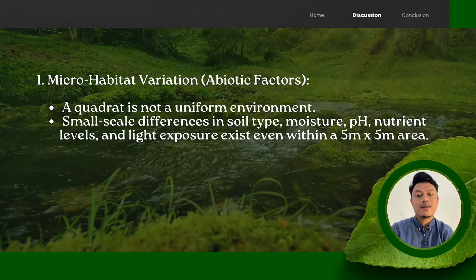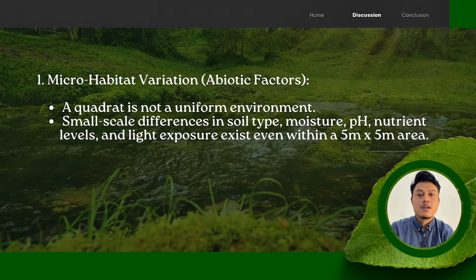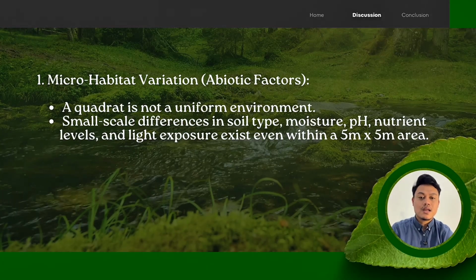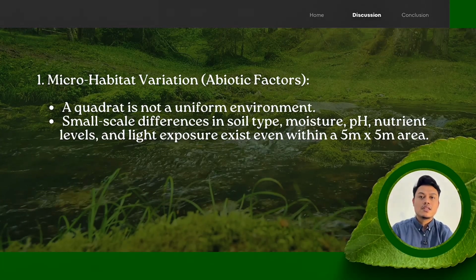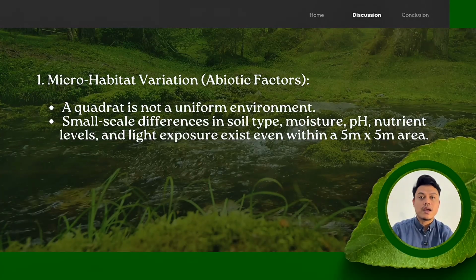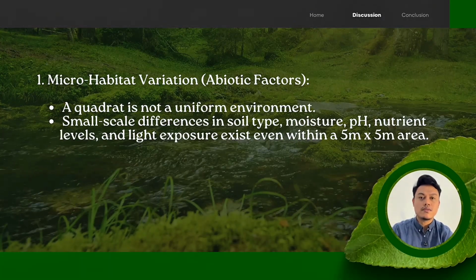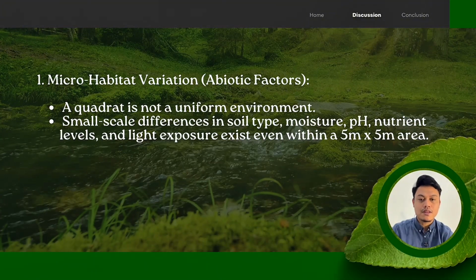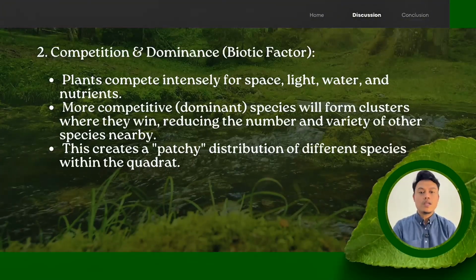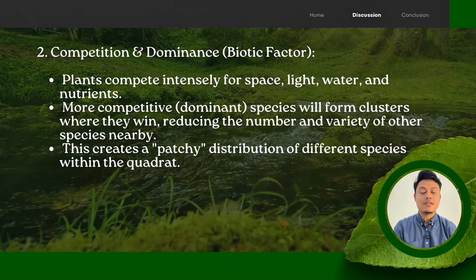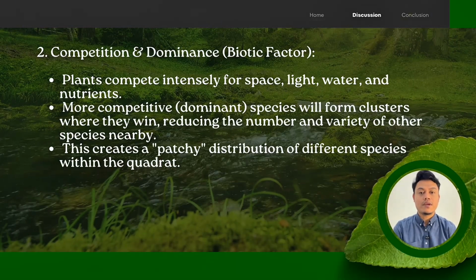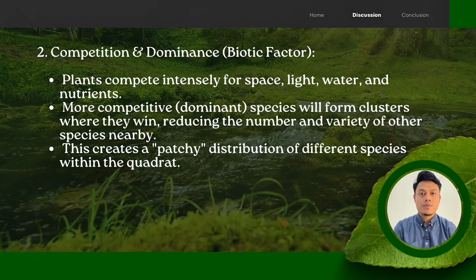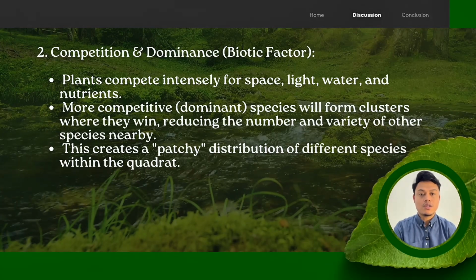Number 1 is the abiotic factor: microhabitat variations. A quadrat is not a uniform environment. Small-scale differences in soil type, moisture, pH, nutrient levels, and light exposure exist even within 5 meters by 5 meters. Number 2 is competition and dominance, a biotic factor. Plants compete intensely for space, light, water, and nutrients.